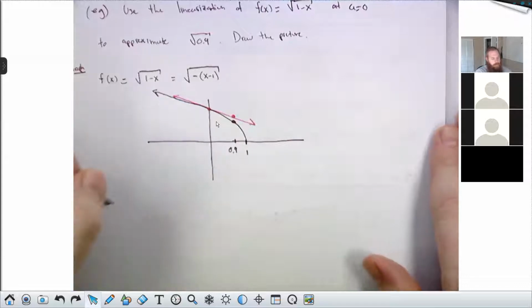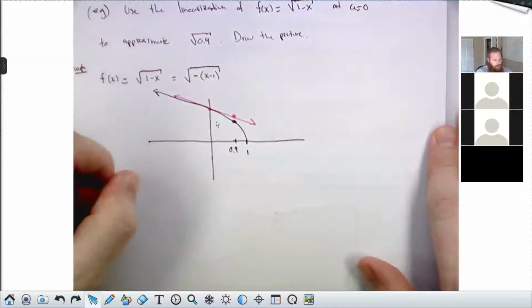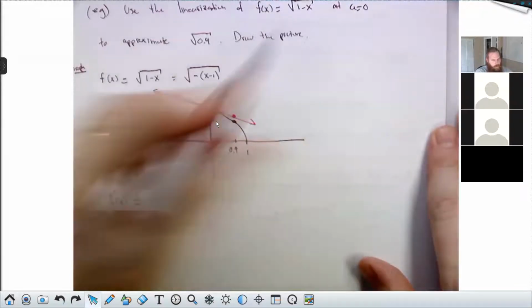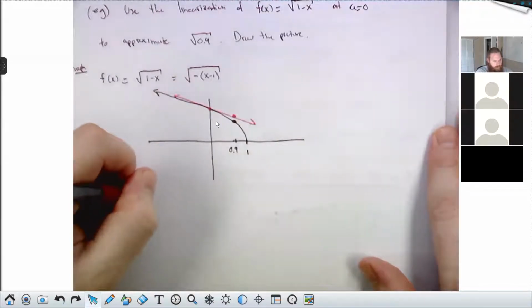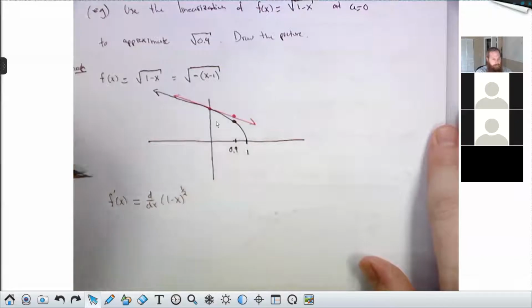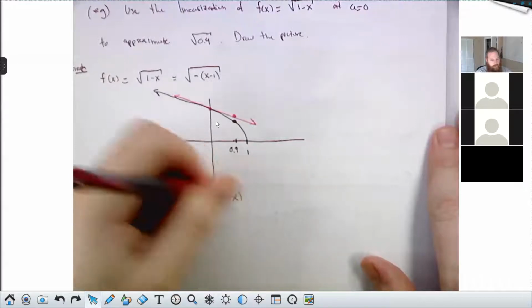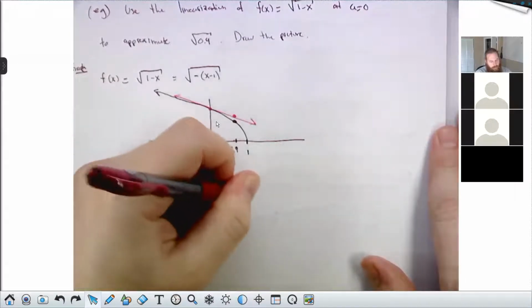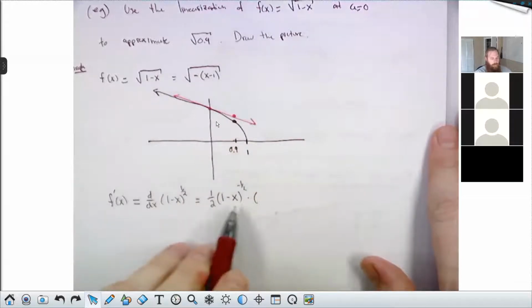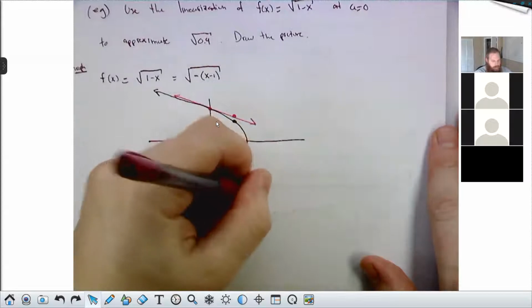Okay, so we're going to build the linearization. To do that, I need the derivative. The derivative of square root 1 minus x, that's d dx of 1 minus x to the 1/2 power. We need the chain rule there. That's 1/2 times 1 minus x to the negative 1/2. And then by the chain rule, I have to multiply by the derivative of the inside. The derivative of 1 minus x is just negative 1.